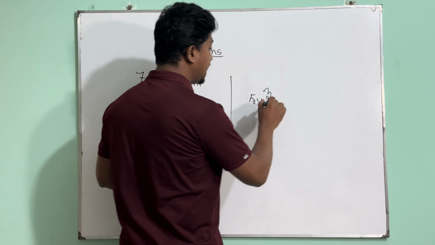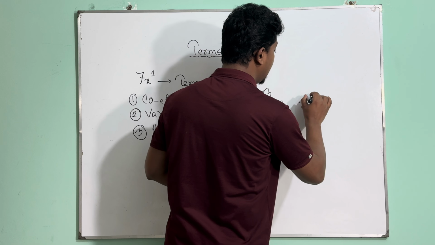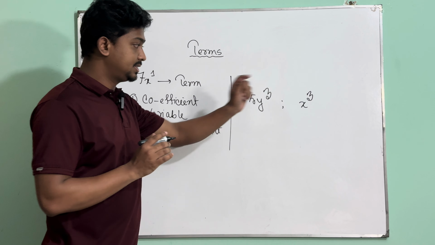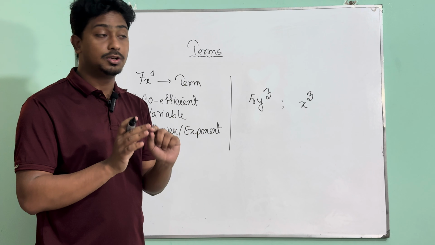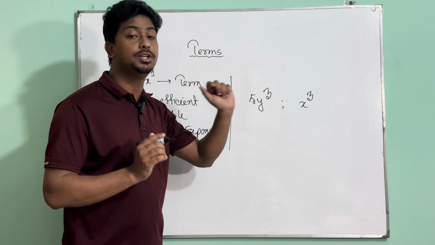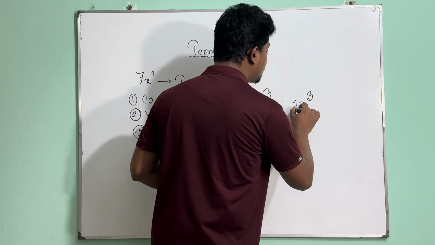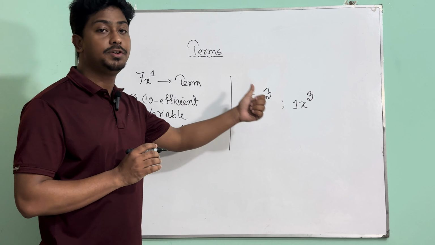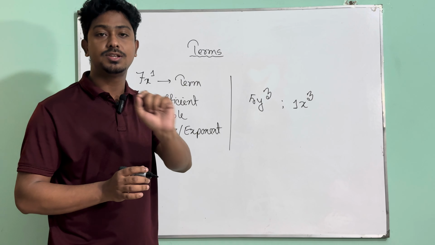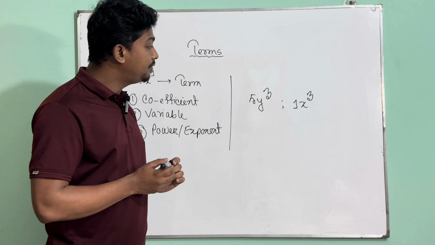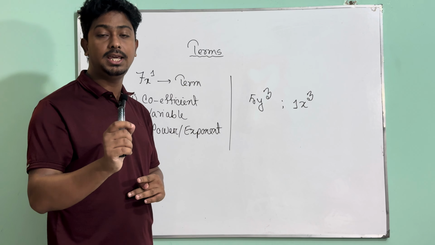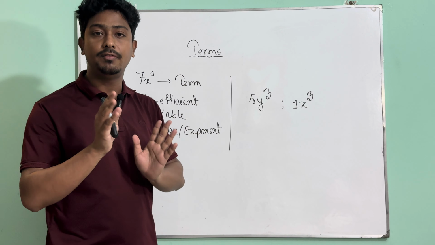Now sometimes you can see a term like this. You do not see an exponent or a coefficient, right? So the coefficient is 1. Basically, when you do not see a number in front, the coefficient is 1. Remember, the coefficient is not 0. It's a common mistake. The coefficient is 1 when you do not see any coefficient in front of the variable.